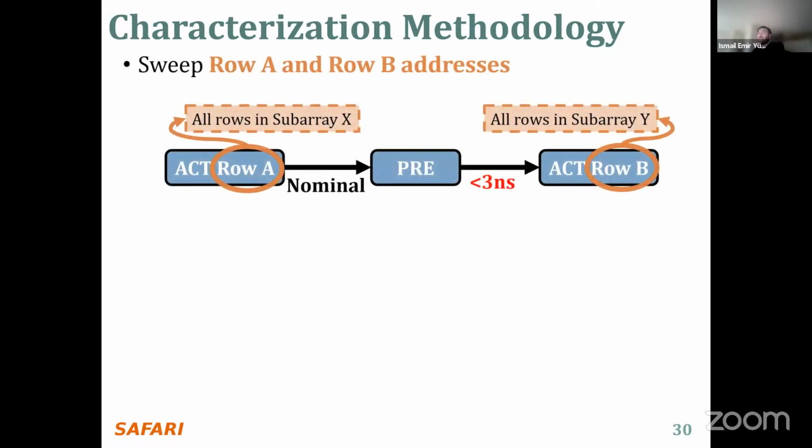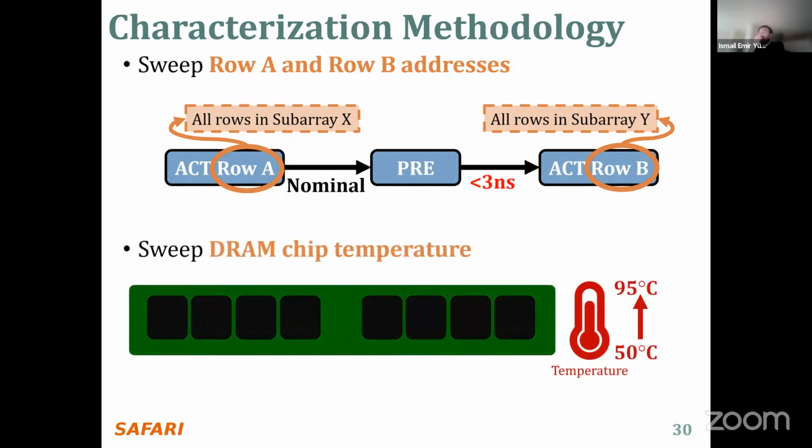And our characterization methodology is similar to the previous one. First, we sweep row A and row B addresses in the neighboring subarrays to understand which rows and how much we can perform this operation in terms of reliability. And we sweep DRAM chip temperature from 50 degrees Celsius to 95 degrees Celsius. Again, as a side note, most DRAM chips support up to 85 degrees Celsius. When we go above 85 degrees Celsius, it needs to be refreshed 2x more. So basically, it's a bit out of spec, but it's not out of spec.